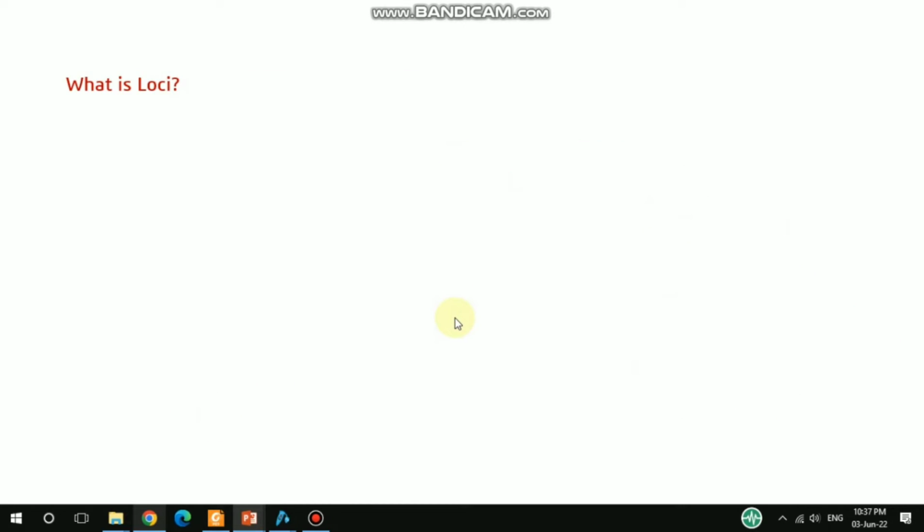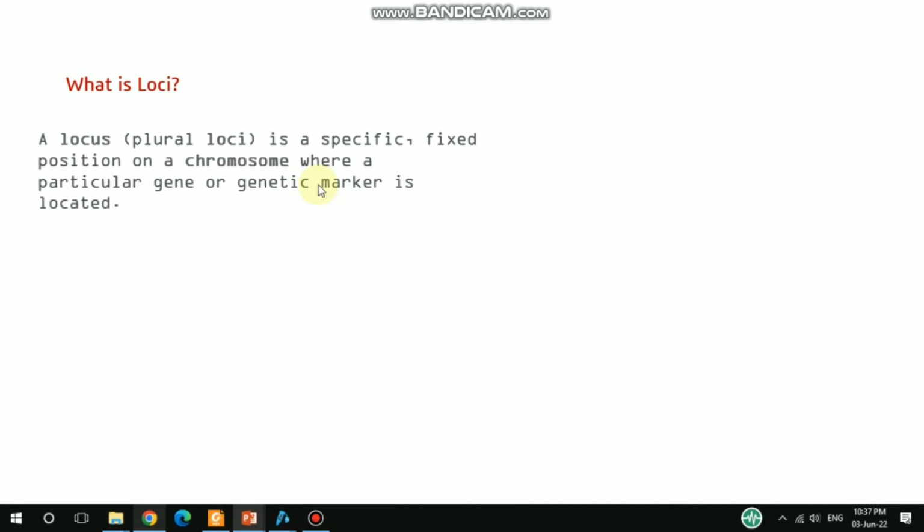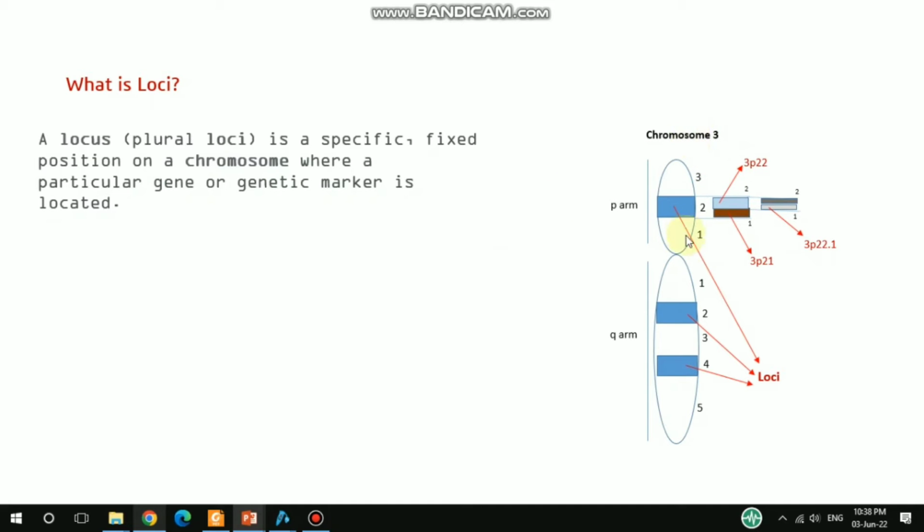And next is what loci is, which I mentioned on my previous slide. Loci is the plural form, and a locus is the specific and fixed position on the chromosome where a particular gene is located. If you look at this figure, this is one of the chromatids, and here are the P arm and Q arm. If we divide it into a particular segment, it is known as 3p22, because this is a P arm and this is chromosome number 3. If we further segment it, it is known as 3p22.1.